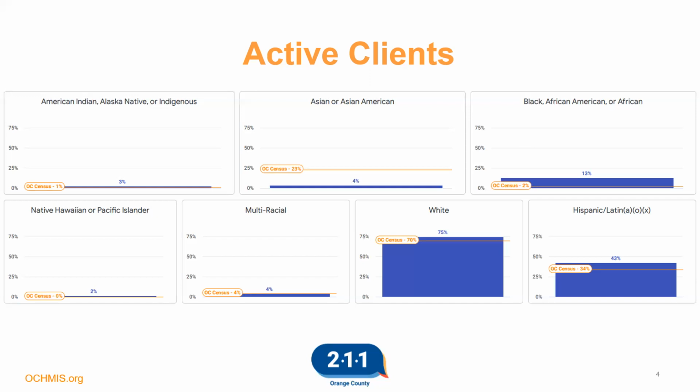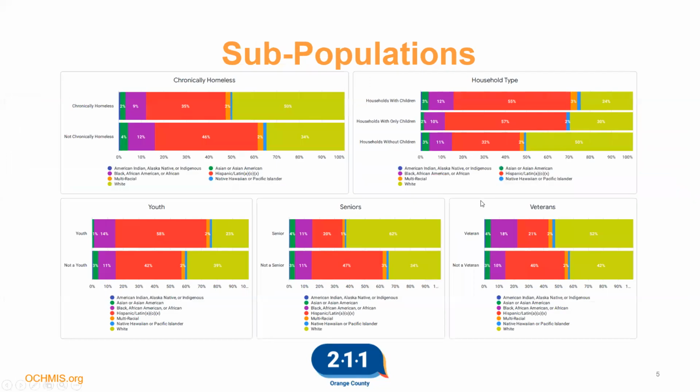All right, I'm not seeing anything else. If anything comes up, we can definitely come back, so don't be shy, but I'm going to move on to the next section. So next up, we are looking at different subpopulations. So we have chronically homeless, youth, seniors, veterans, as well as household type data.